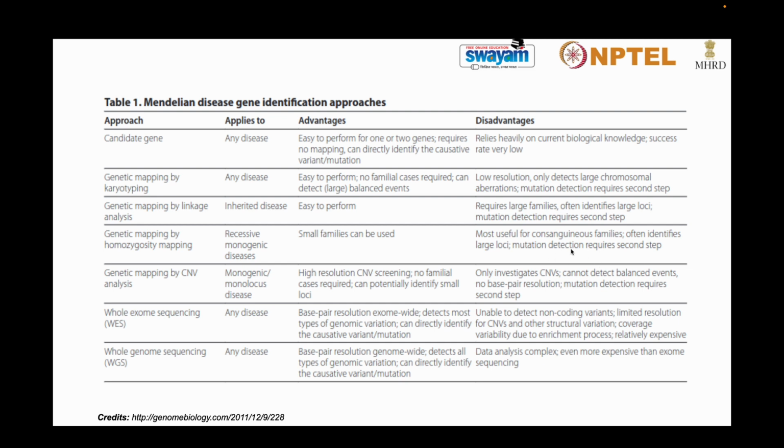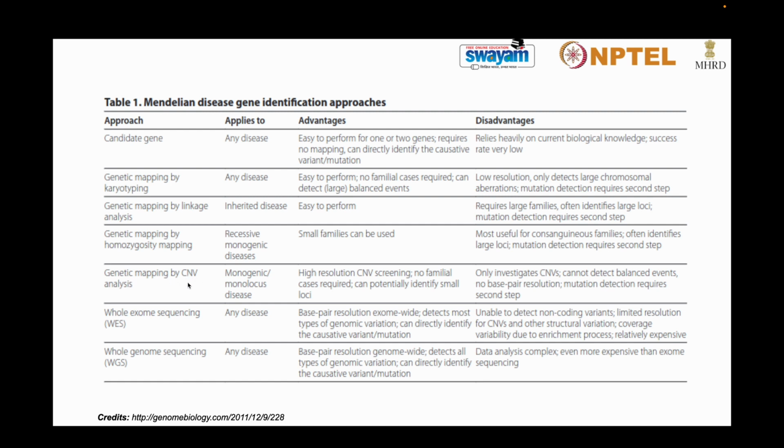So it also means that if the mutation or the changes affecting the chromosome or the loci are large, then it is able to identify them. Otherwise, small loci identification is a bit tricky with this approach. Then comes another approach, which is genetic mapping by CNV analysis.